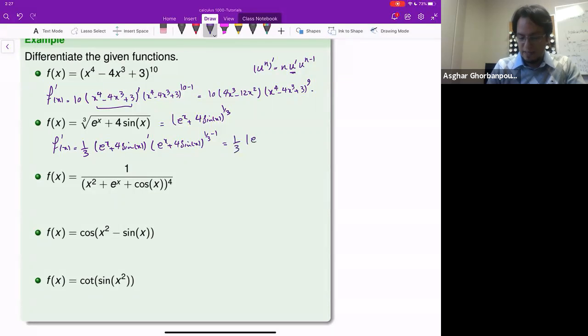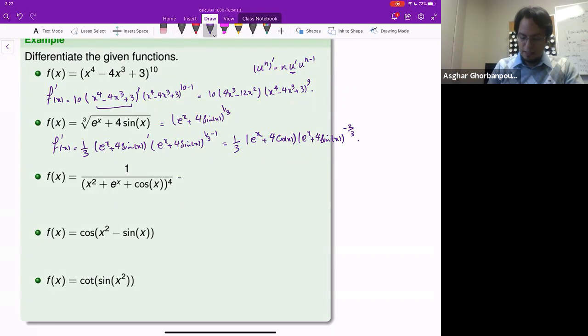Derivative of e to the power x is e to the power x, plus 4 times sine x. The derivative is 4 times cosine x. And then e to the power x plus 4 sine x to the power -2/3. You can simplify a little bit, but that's what we have there.